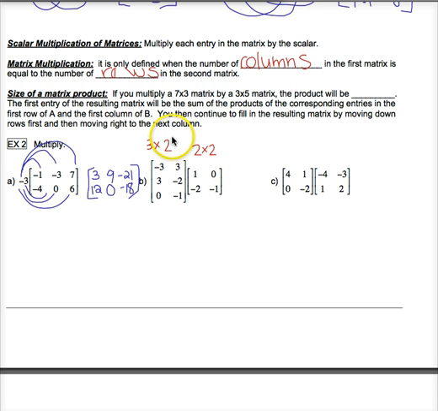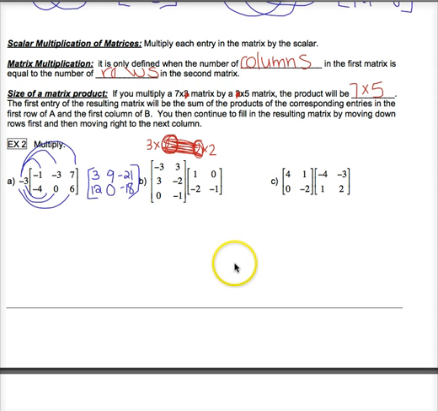Columns in the first, which is right here, has to match rows in the second. So the way I think about it is the middles match. If the middles match, they cancel each other out, and your resulting matrix is going to be what's left on the end. So our answer here should be a 3 by 2 matrix. So if you multiply a 7 by 3 by a 3 by 5, middles match and cancel out, the product would be a 7 by 5.